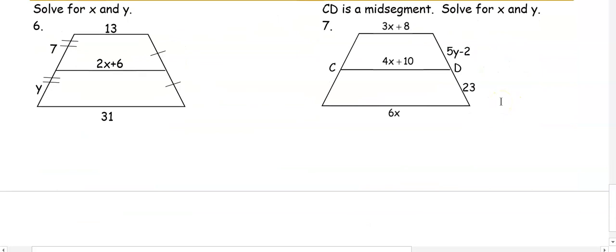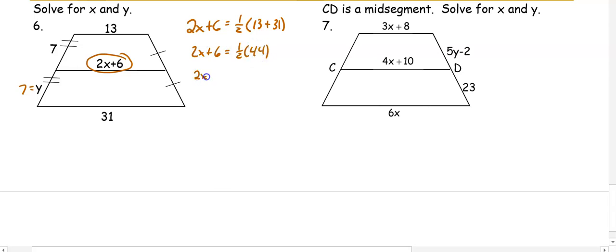So, number 6, solve for x and y. So we know that this leg here is bisected. So if 7 is this length, y is also going to equal 7. To solve for x, our mid-segment is the middle segment, so that's going to go by itself. 2x plus 6 is equal to half of the bases added together, so 13 plus 31. 2x plus 6 is equal to half of 44. So 2x plus 6 equals 22. 2x equals 16. So x is 8.